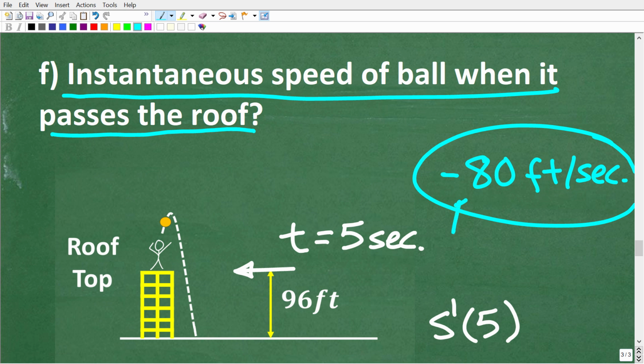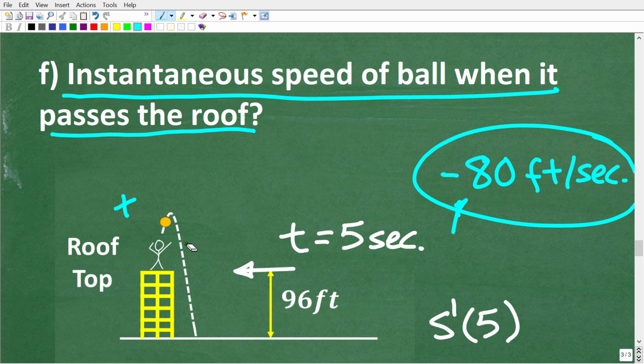So why is this negative? Well, remember the ball is going up and then it's going back down. So as it's going up, speed is going to be positive because that indicates a positive direction. Negative means that it's going towards the ground. So if you have a negative speed, that means the direction of the ball is downward, and positive speed means the ball is going upward.